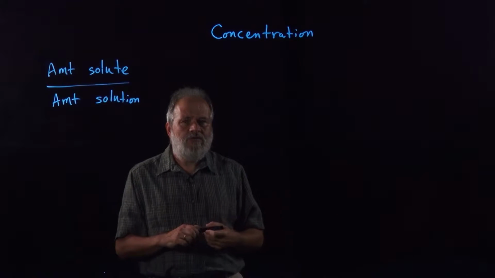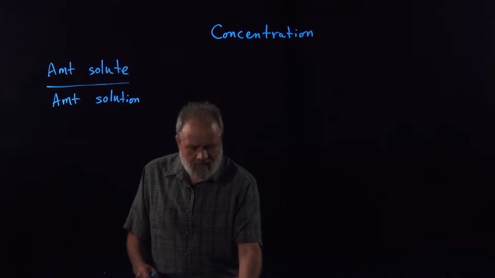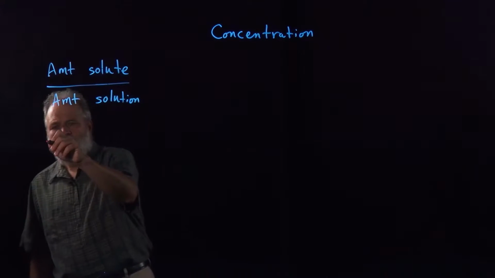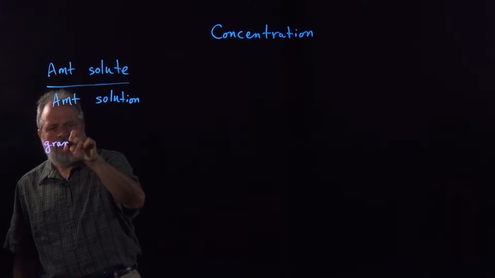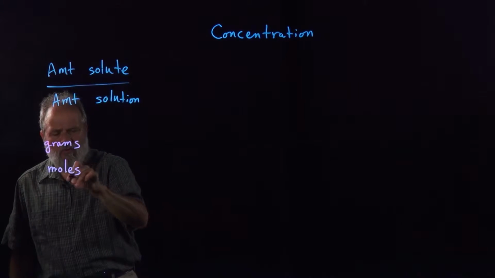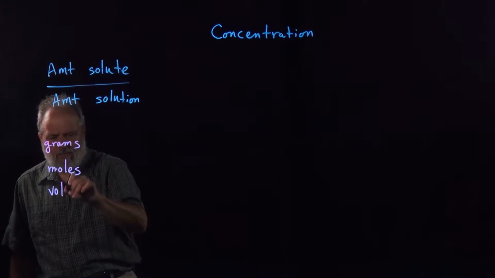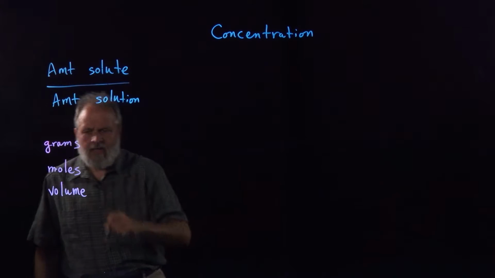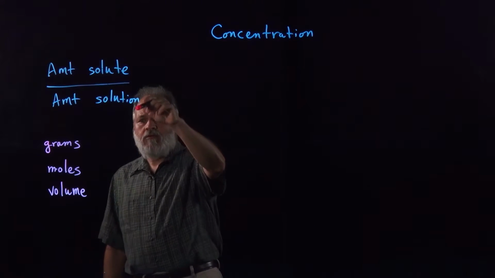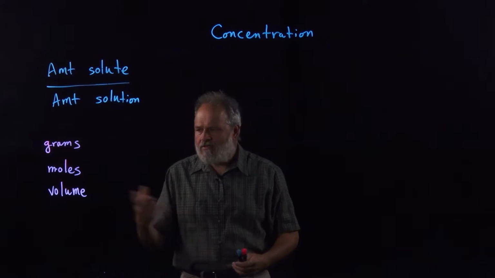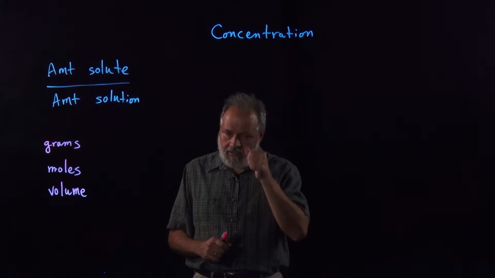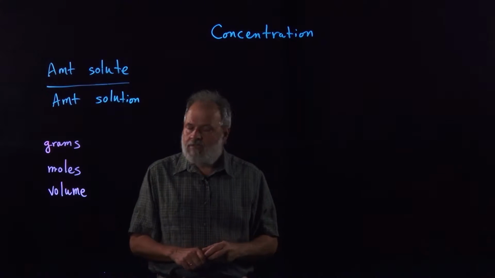Okay, so we're just going to talk about different sorts of units that can be used for the amount. You can use grams or moles or volume. And you can use any combination of that for the numerator or the denominator. Now, you can figure out there's like 9 different combinations, but only a few of them are important.